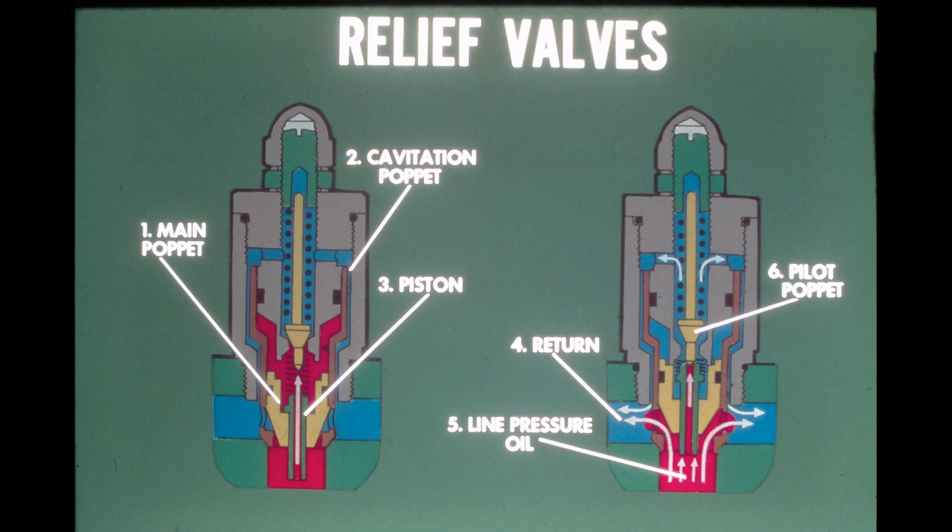The illustration at the right shows the operation of the valve when relief pressure is reached. The line pressure oil unseats the pilot poppet, flows out of the cross-drilled holes and down the outside of the cavitation poppet to the return passage. With the pilot poppet actuated, pressure on the top of the piston is reduced. Line pressure causes the piston to move up and seat against the pilot poppet. This blocks further oil flow to the area above the main poppet. With low pressure on the top and line pressure on the bottom, the main poppet unseats and directs line oil to the return passage, relieving any excess pressure.